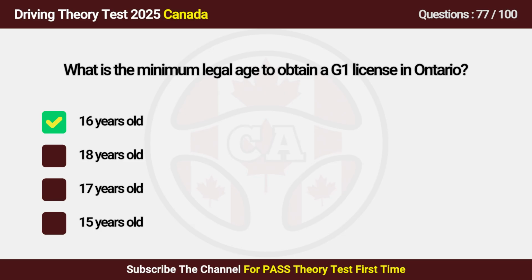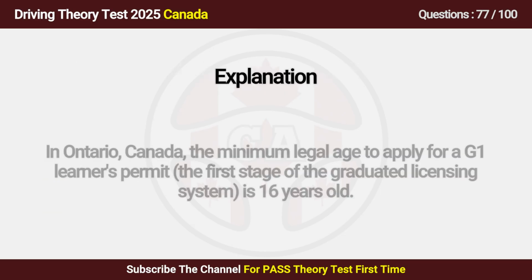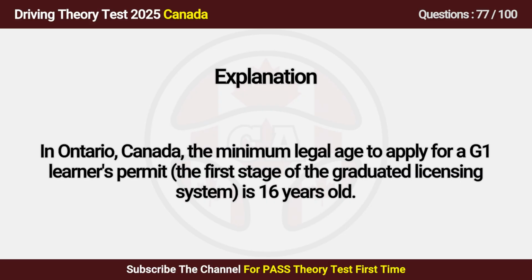Answer is A. 16 years old. In Ontario, Canada, the minimum legal age to apply for a learner's permit, the first stage of the graduated licensing system, is 16 years old.